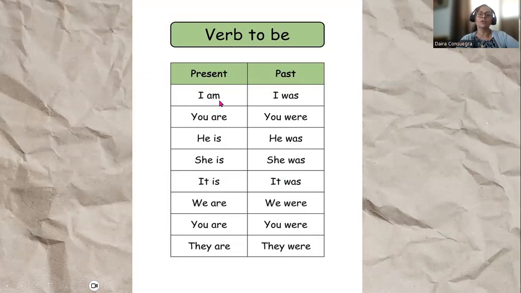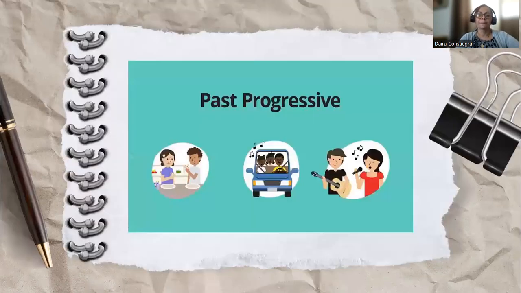So the past tense of am is was. The past tense of are is were. The past tense of is is was. So they repeat, so we have were. So we have to know that was is just for I, he, she, and it. And were is for you, we and they. This is the past tense of the verb to be. But now we're going to study the past progressive.